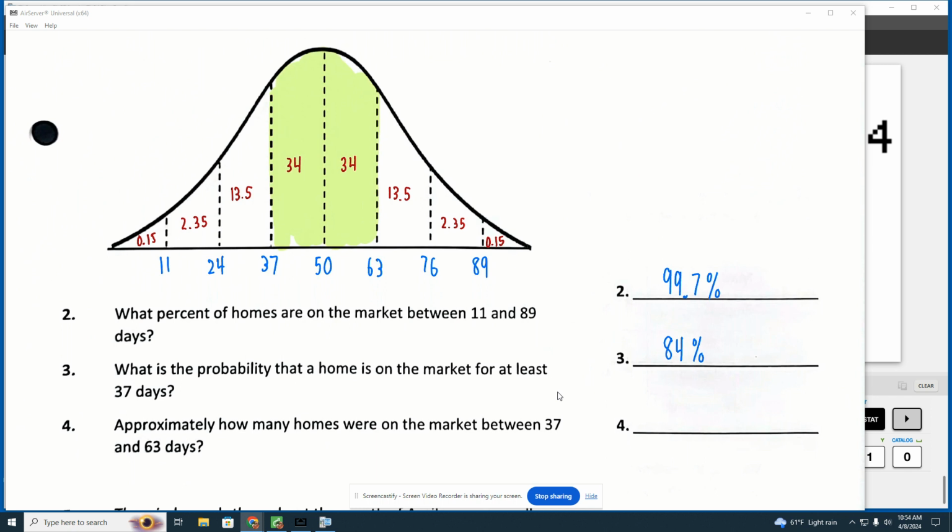Well, it's 68%, guys. That's 0.68. It's 68% of times what? Nuh-uh. 250. Why 250? Because that's how many homes there were. And 68% of those homes lie between 37 and 63. So 68%, 0.68 times 250 will give me my value, which is 170 homes.